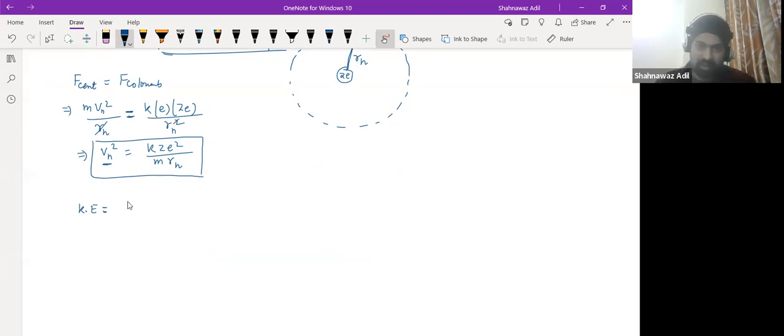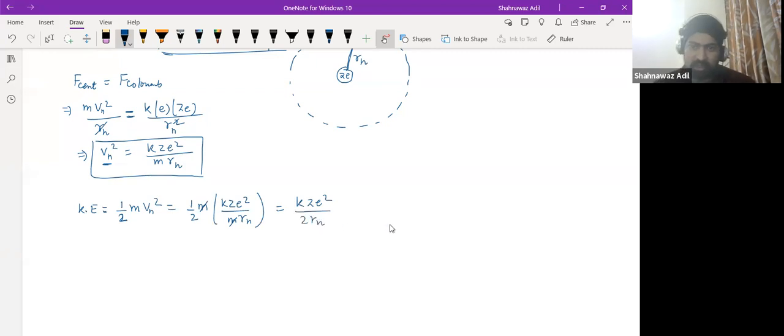So half mv square, right? Half m Vn square. So half the mass of the electron which is moving, and then Vn square. That is why we were calculating this Vn, right? So this Vn square we can put back. Half m and v square is kZe square by m r. So we can cancel, and this would be kZe square by 2r.